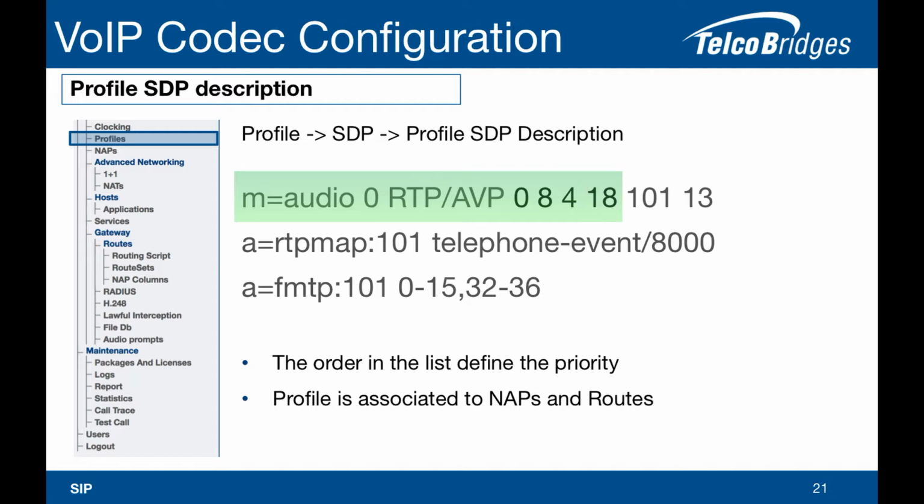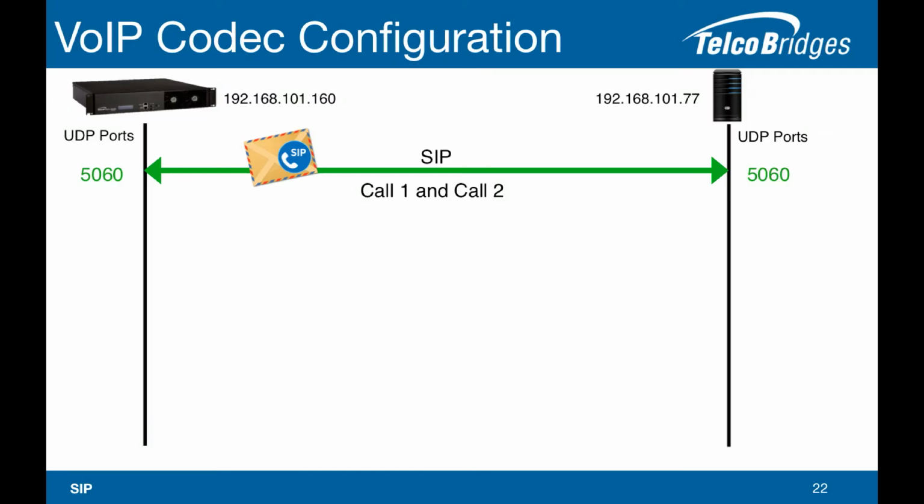G.723.1, G.729AB, telephony events, and comfort noise. Note that the list of payload type numbers is given in order of priority. Profiles are associated with NAPs or routes. The SIP messages for all calls are exchanged in a single connectionless UDP communication between the T-Media and the remote SIP destination. Here the T-Media would use the port 5060 and the IP 192.168.101.160 to receive the SIP messages.